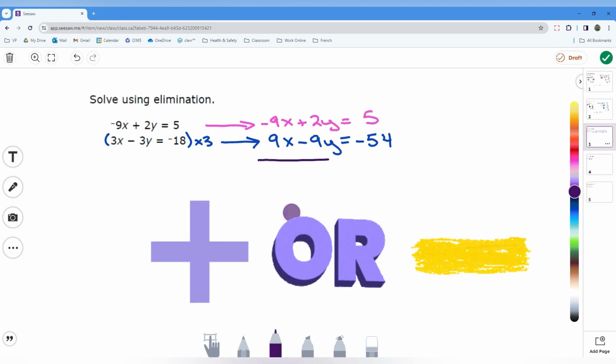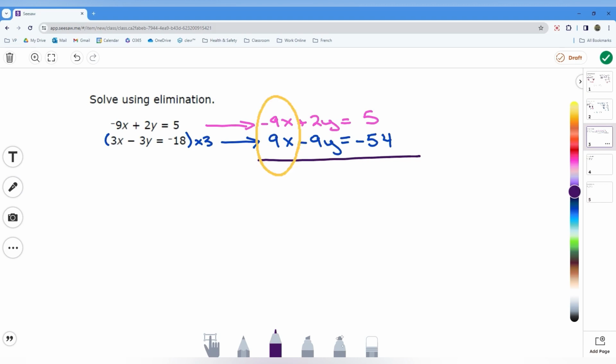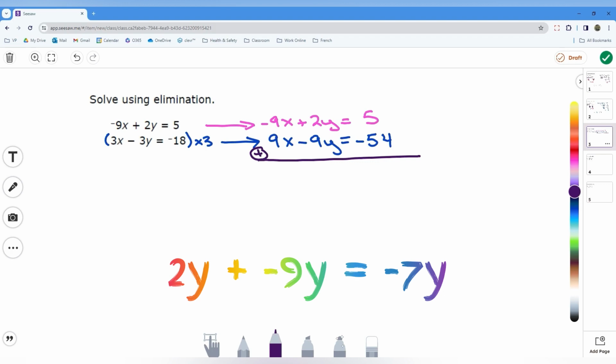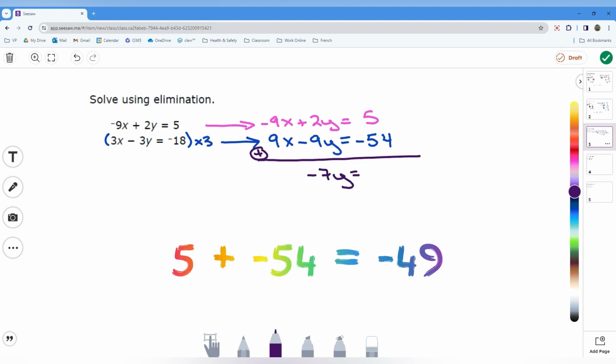All right, let's go through and decide. Do I need to add or subtract to make these 9's in front of the x's cancel? The x's is what I am going to cancel because they have the same leading coefficient. Well, I would need to add because minus 9 plus 9 is 0, and now those x's are gone. Let's continue. 2 adding -9 to it puts us at -7y. 5 adding -54 to it makes a total of -49.